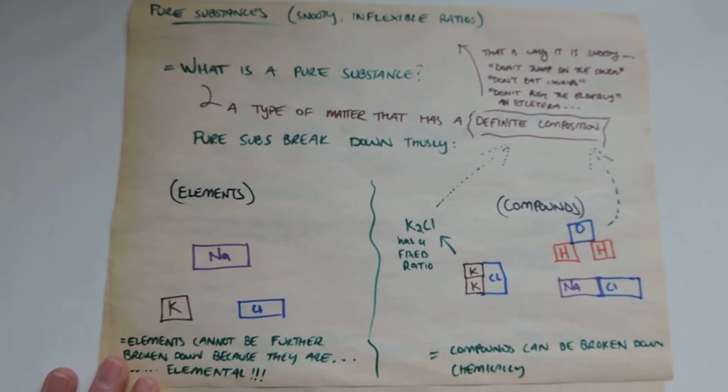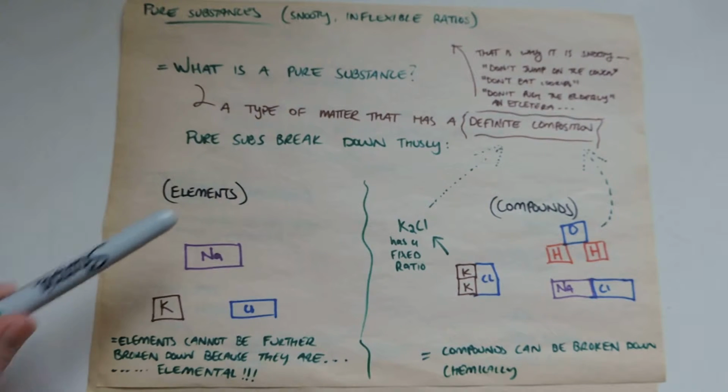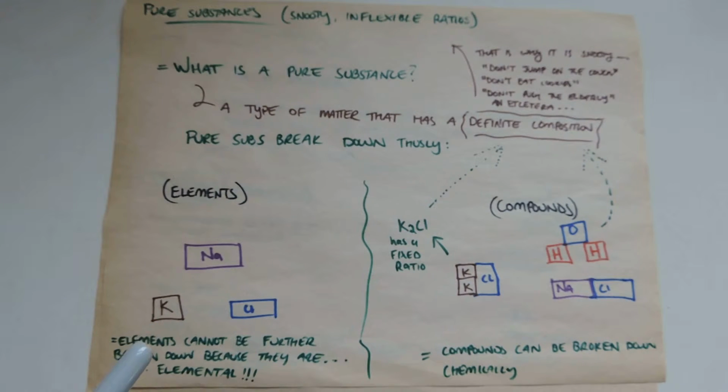And within pure substances, there is another breakdown between elements and compounds. The difference is that elements are basically bricks. You cannot break them down, like Lego bricks. You can't break them down any further because they are elemental. It's like your classic Lego pieces. Compounds are things you can build with Lego pieces, right? So these can be broken down chemically, just like a couple of Lego bricks can be taken apart.